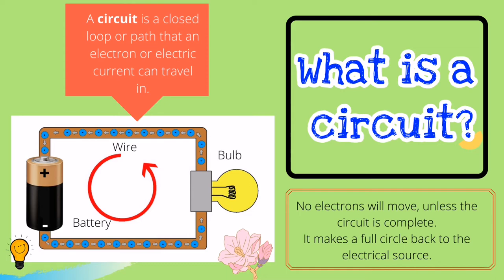The sources of electricity have been differentiated from mains electricity to a battery, which provide electrical energy in the circuit. No electrons will move unless the circuit is complete, because it makes a full circle back to the electrical source with no beginning and no ending.